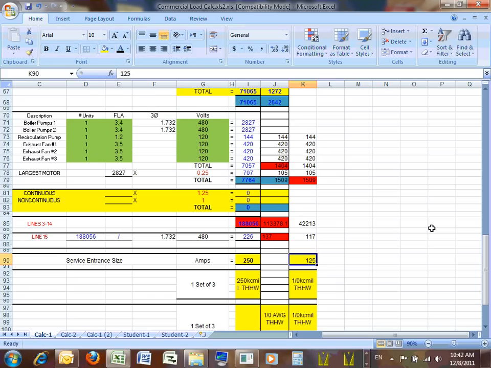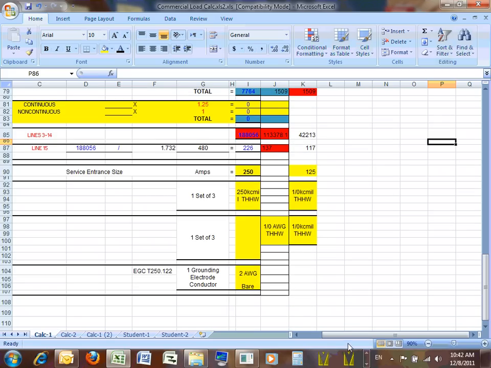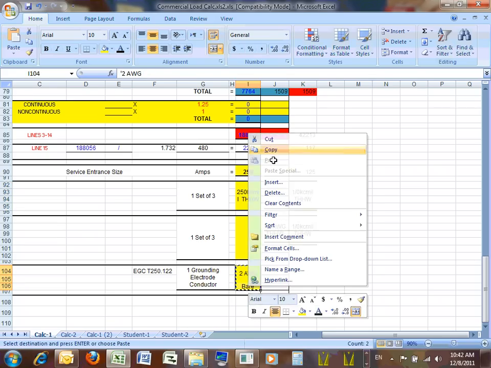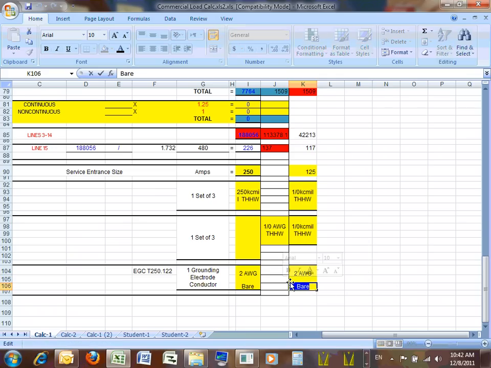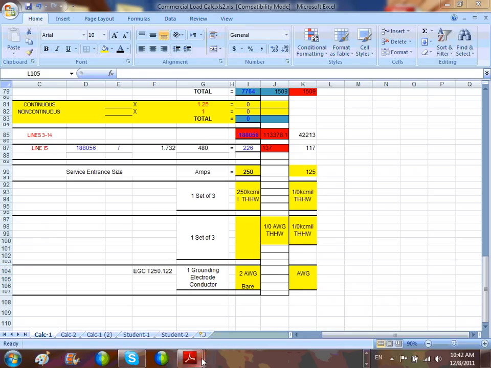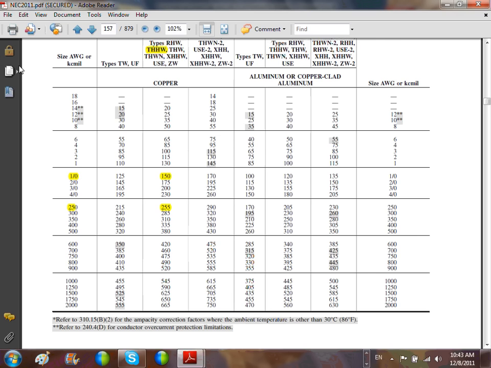So let me quickly show you where you're going to go. I have one conductor, 1-0, three conductors, three phase, and a neutral. I need to size my equipment grounding conductor, and I'm not going to use the word bare here, covered or something. So let's size that conductor here. I don't know the AWG, so let's go to 120. Let me quickly, guys, go all the way to the NEC code book.